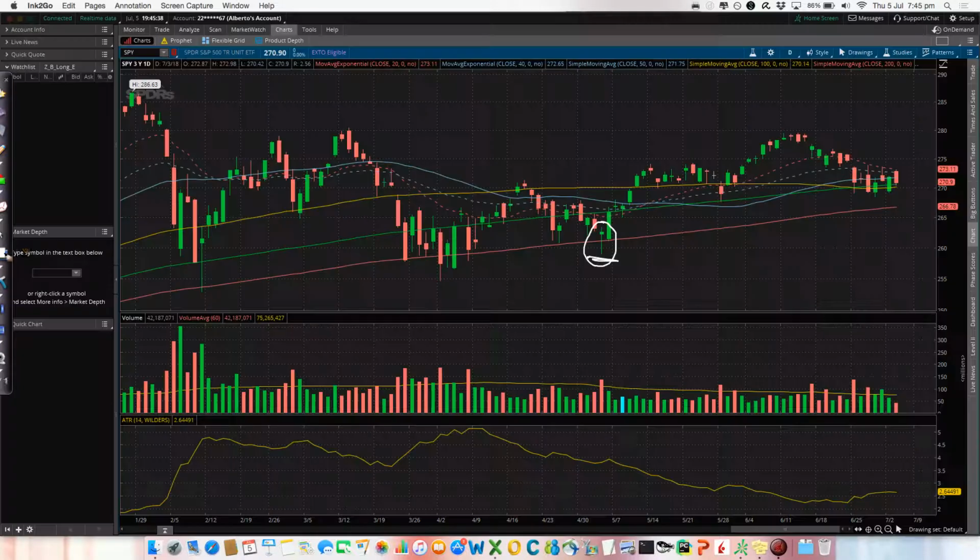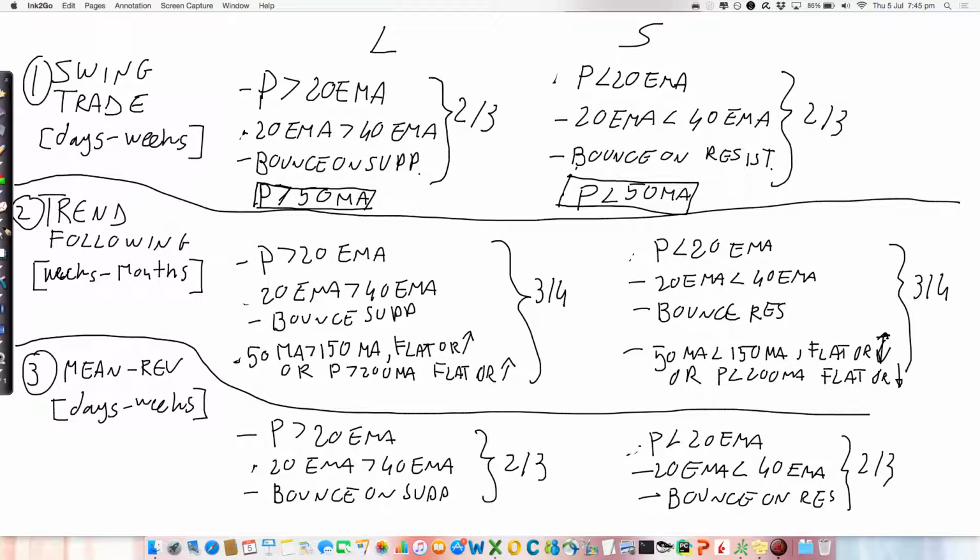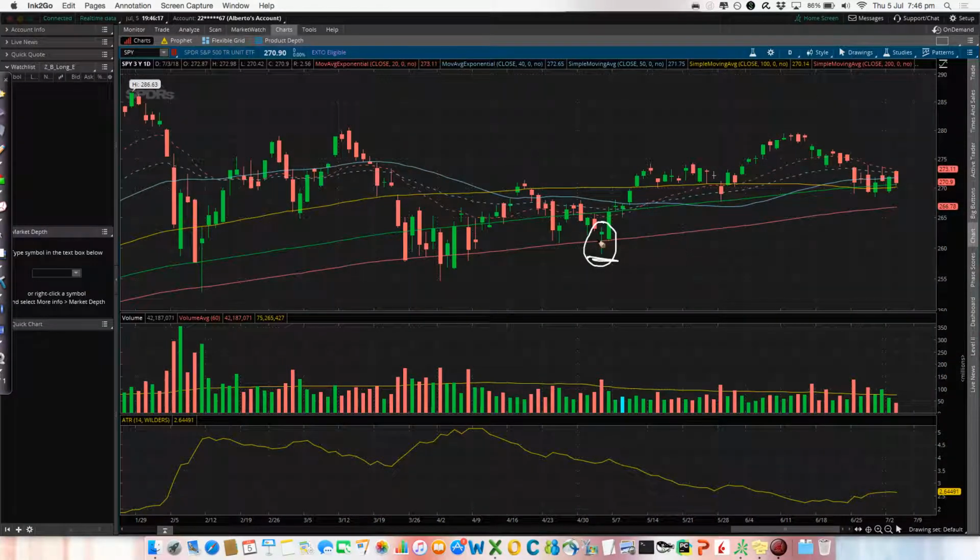First thing, let's look at the exponential moving average. Here we have the 20 below the 40, and also the price is below the 20. So the 20 is below the 40, 20 below 40, and the price is below the 20. So it's quite a bearish sign. True.